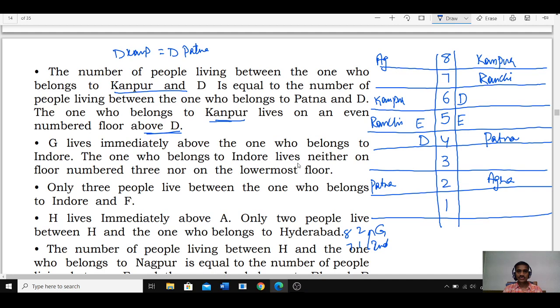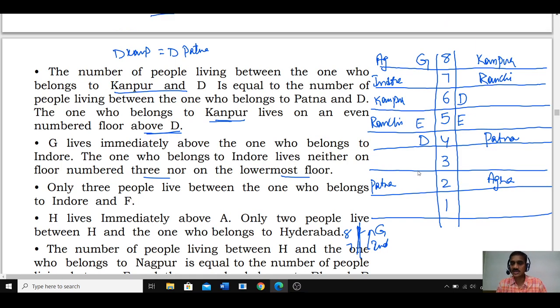The one who belongs to indoor lives neither on floor number 3 nor on the lowermost. Indoor lowermost is ruled out. So indoor must be on floor number 7. Indoor on floor number 7, then G must be on floor number 8. Now in this case we have arranged these two persons, indoor and G. Then coming to the second case.